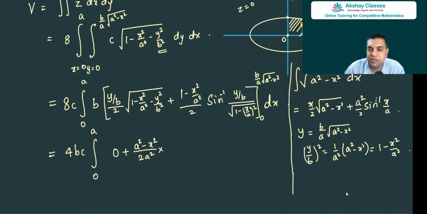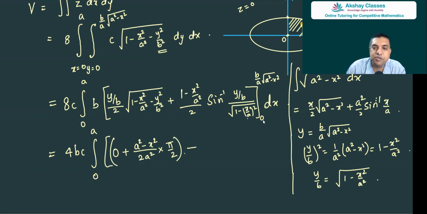Plus the second term, a square minus x square by 2a square times. Now y by b is under root of 1 minus x square by a square. So y by b is the same as this when you substitute this one. So you'll get sine inverse 1. Sine inverse 1 is pi by 2, minus of, substitute this limit, instead of y, this becomes 0.